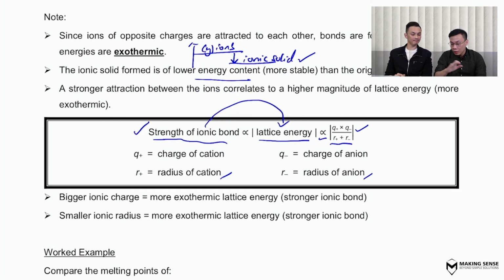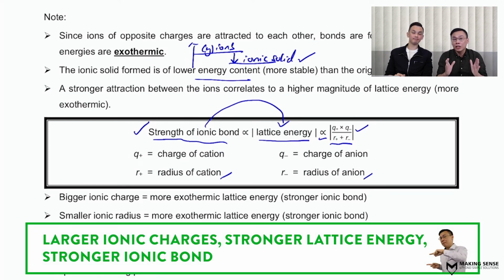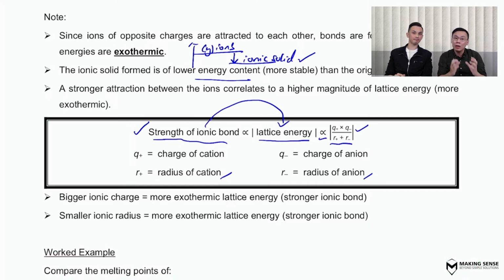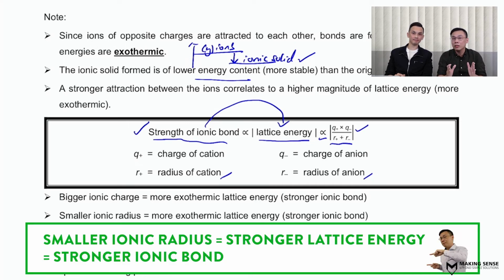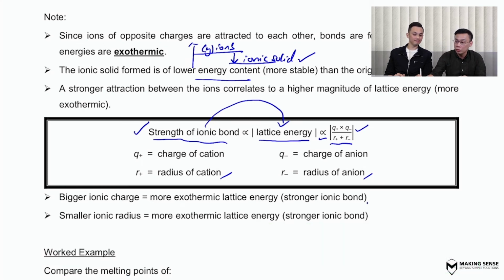To summarize it in a simple sentence, the larger the ionic charge, the larger the magnitude of the lattice energy, the stronger the ionic bonds. The smaller the ionic radius, the larger the magnitude of the lattice energy, the stronger the ionic bonds. So these two sentences over here, this is how the formula of lattice energy comes about.